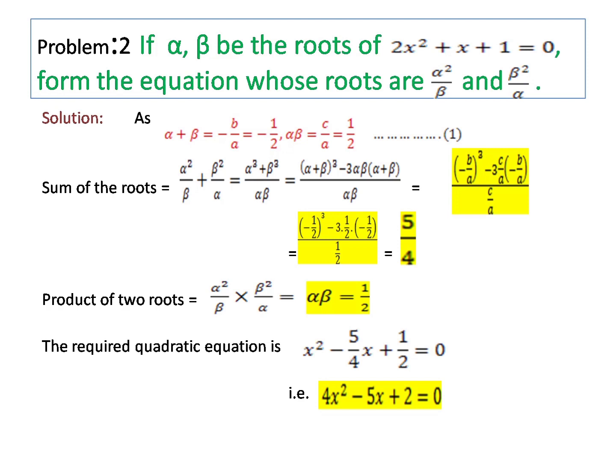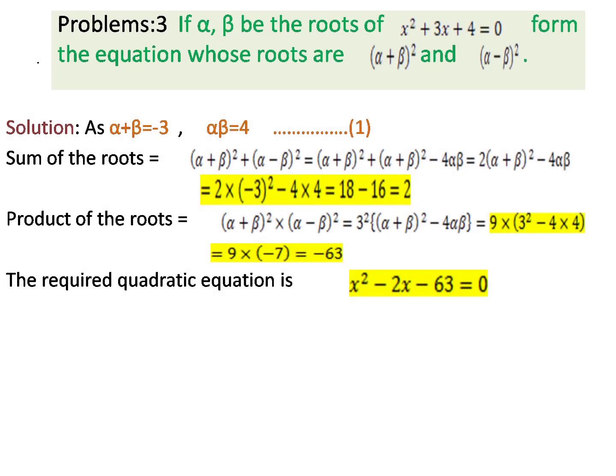And also the product is alpha square by beta into beta square by alpha, and cancelling one alpha and one beta it equals alpha beta, which is half from equation 1. So now we find sum equals 5 by 4 and product equals half. Combining this, the equation is x square minus 5 by 4 into x plus half equals 0, that is 4x square minus 5x plus 2 equals 0. It is the answer.